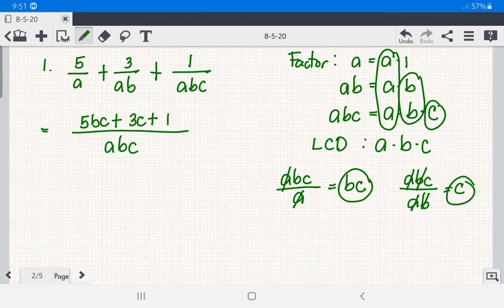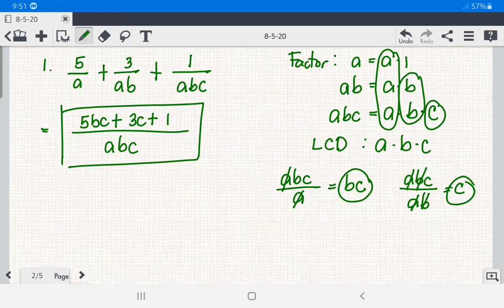The next, what is the next step? As you can see, we cannot combine the numerators because they are not similar terms. We have 5bc plus 3c plus 1, then over abc, and that's the answer. Okay? So, that's it.